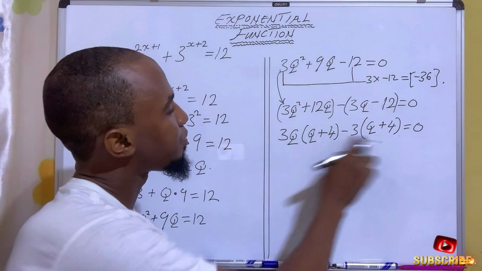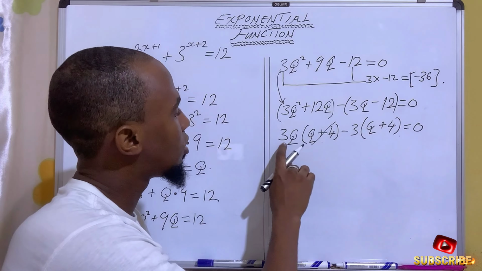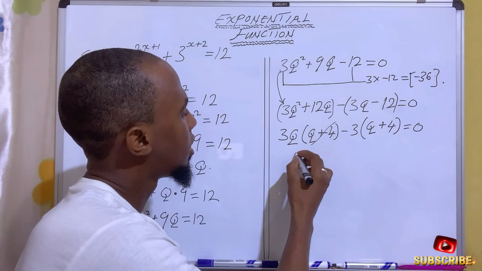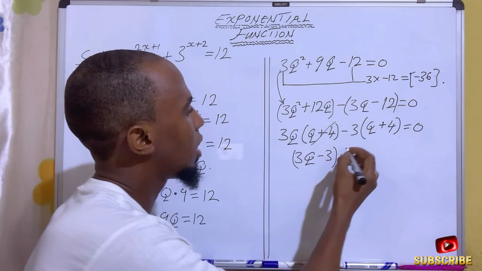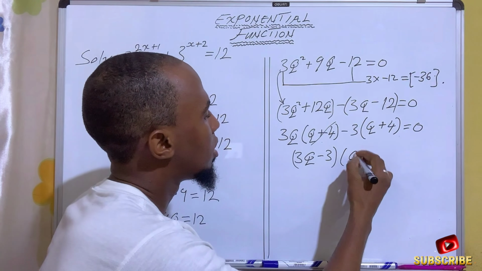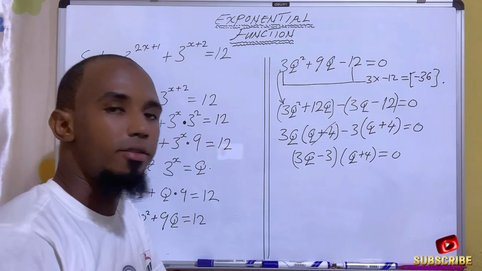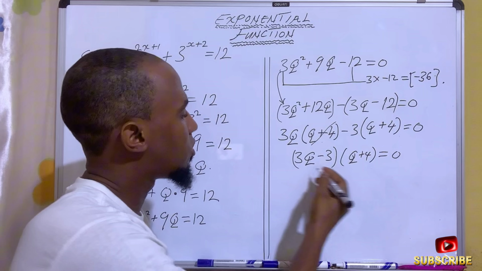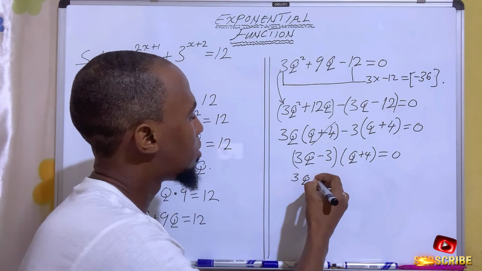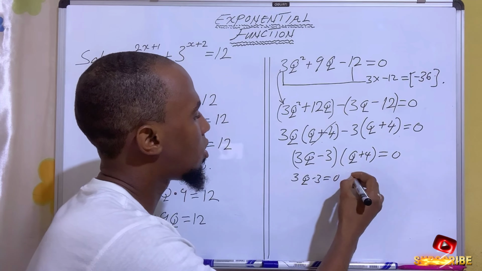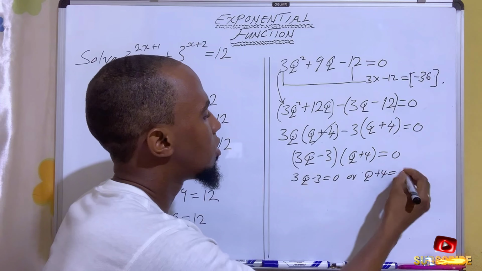Now from this point, we need to just eliminate one of the brackets and take the other two. That is going to be 3q minus 3, into q plus 4. Everything is equals to 0. Now let's set them to 0. This is equal to 0 and this is also equal to 0. You have 3q minus 3 equals to 0, or q plus 4 equal to 0.